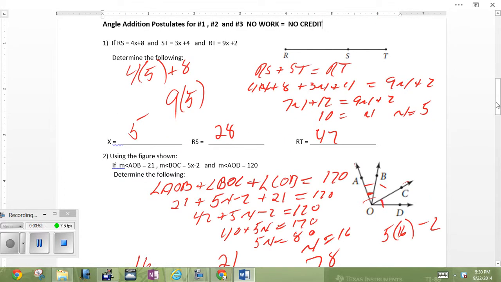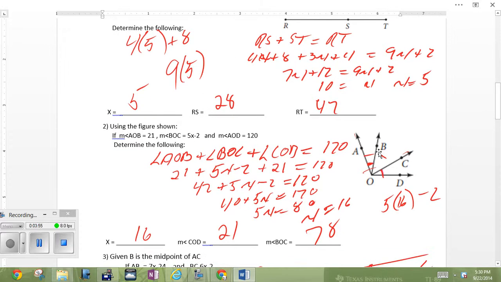Next, a lot of people didn't account for the fact that the angle AOB here and the angle COD are equal. You have to write down the statement of the angle addition. The sum of the 3 angles equals the whole angle, which is 120. Do the algebra. X comes out to be 16. A lot of people did not account for the fact that I only gave you AOB, but you had to consider that COD was the same, 21 and 21. A lot of people left that out. That cost you points. Same thing as you did up here. You found X, then you throw it back into the angle values and find the angles.